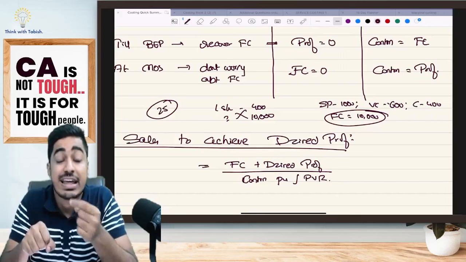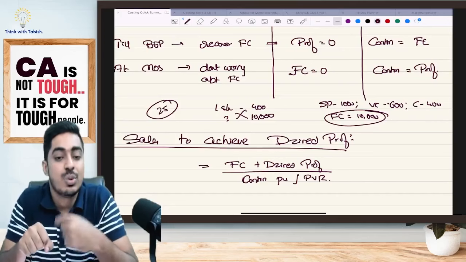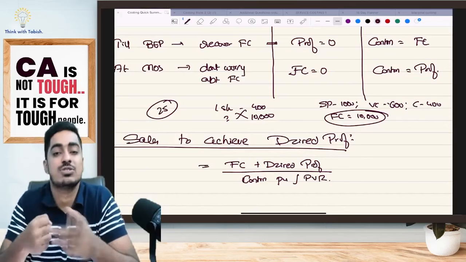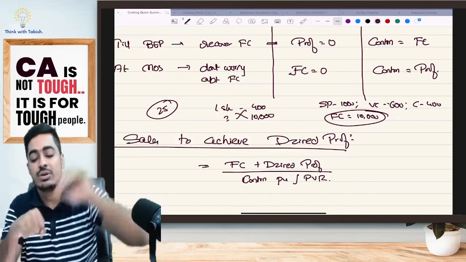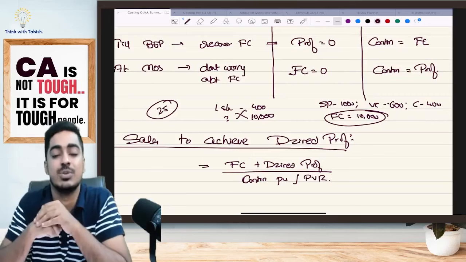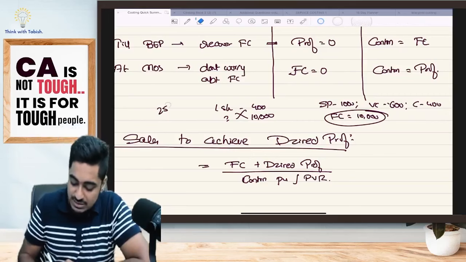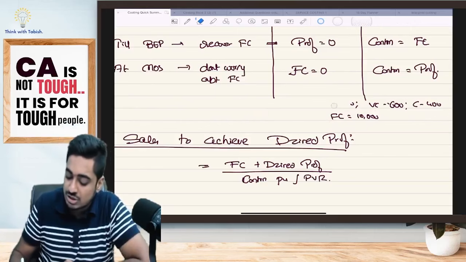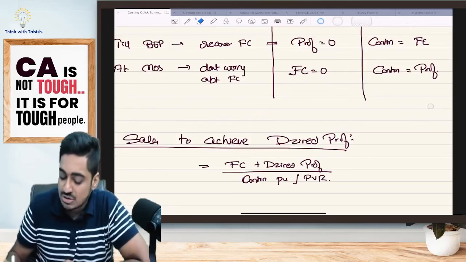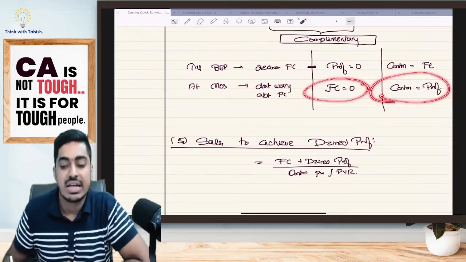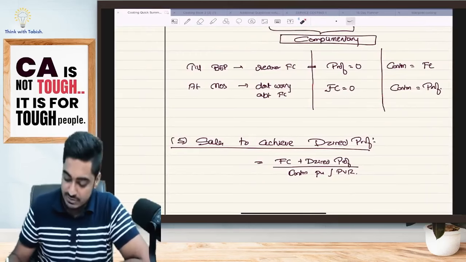This 400 that I've got now, do I need to pay anyone? No sir. Why? Because my fixed cost is already paid, variable cost is already recovered. That means this 400 is going to be my profit. Yes or no everyone? Simple. So at margin of safety, I need not worry about fixed cost at all. Why sir? Because fixed cost is already recovered, dear. That means whatever contribution you will get, that is going to be your profit. Yes or no everyone? Yes.